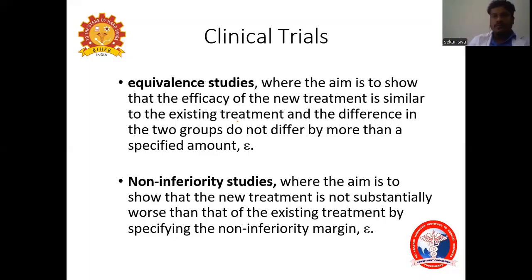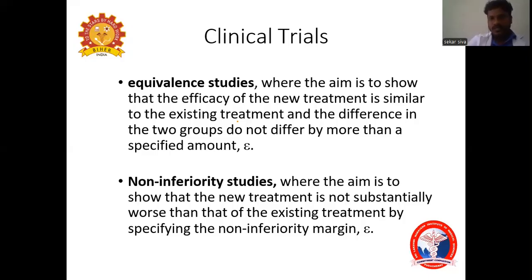Now clinical trials, randomization, RCT. There are three types of study: equivalence studies, non-inferiority studies, and superiority studies. Equivalence studies aim to show that the efficacy of the new treatment is similar to the existing treatment, and the difference between the two groups does not differ by more than the specified amount. Both treatments give the same type of result, so the difference is not equal to 0.